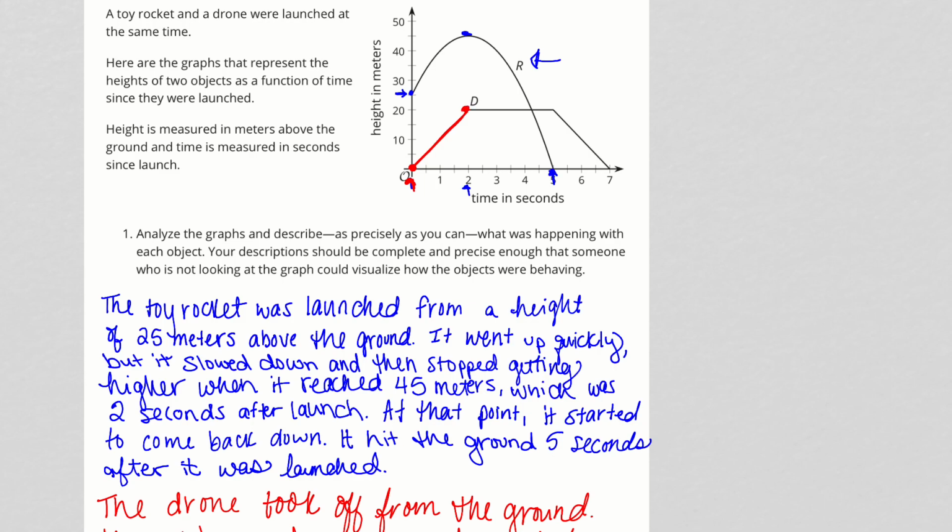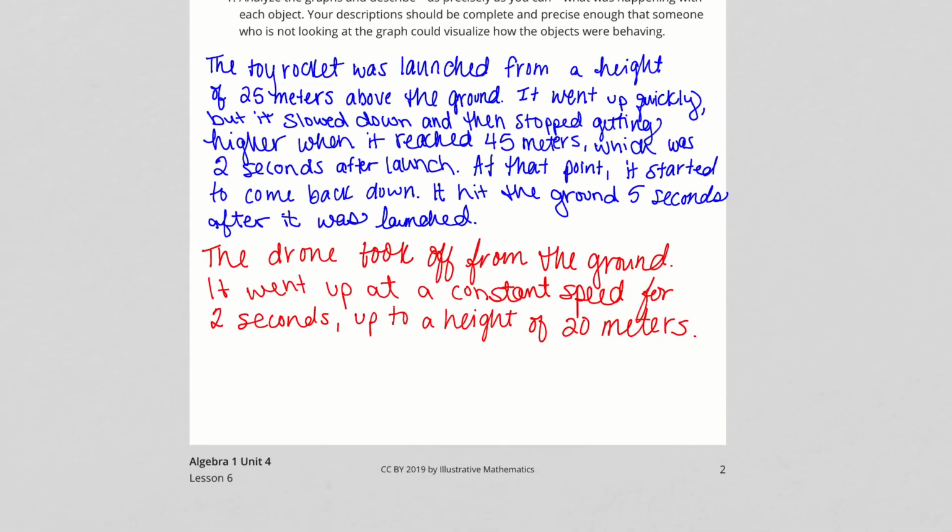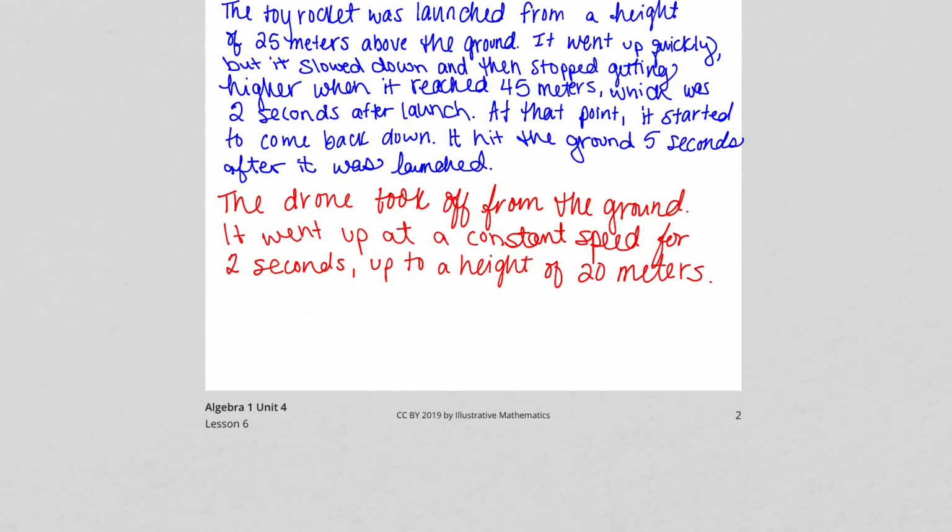We go up on our drone up to 20 meters here. And then it stays pretty steady. It's hovering because drones, obviously, if you've seen one, it just can stay there, right? So then it hovered at that height.